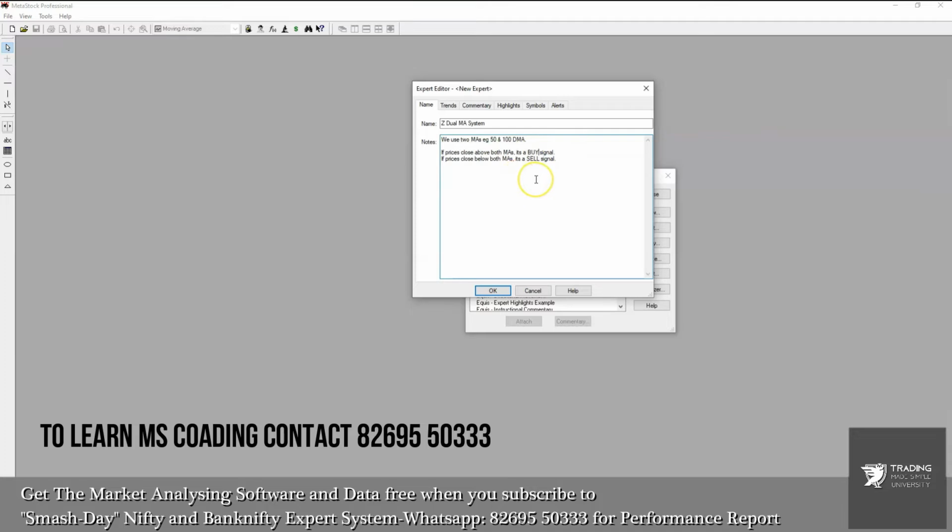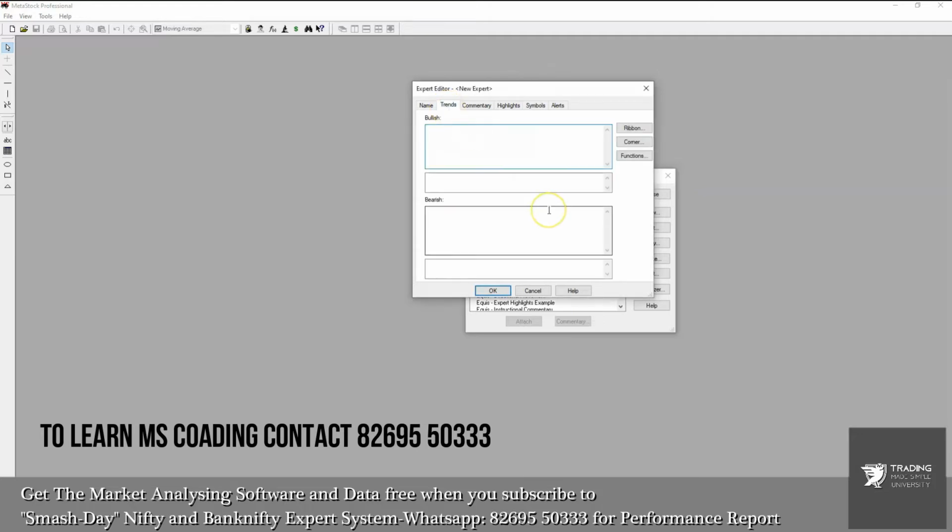These are important. There are these tabs here. You have to fill these tabs. There are trends, commentary, highlights, symbols and alerts. We don't have to write everything everywhere. So this is where we start. Once we have written the notes for ourselves, we go to the trends tab, and here actually we have to write the codes, right? The buy signal and sell signal.